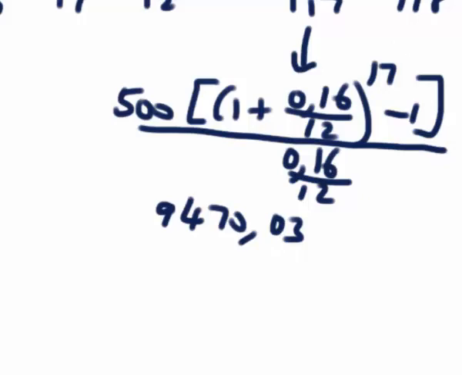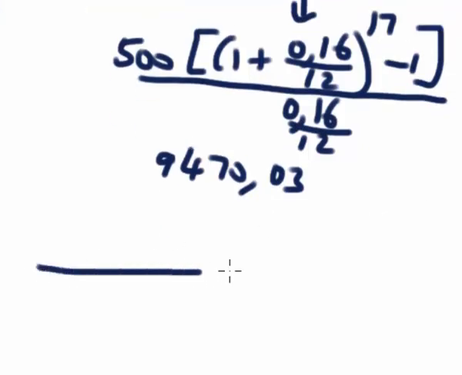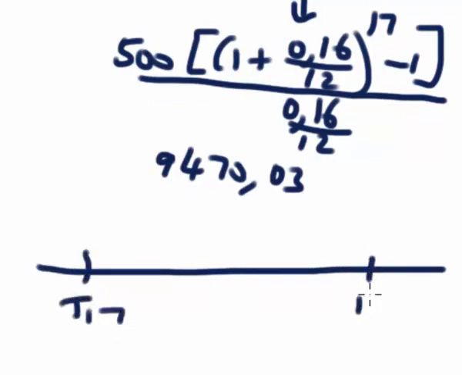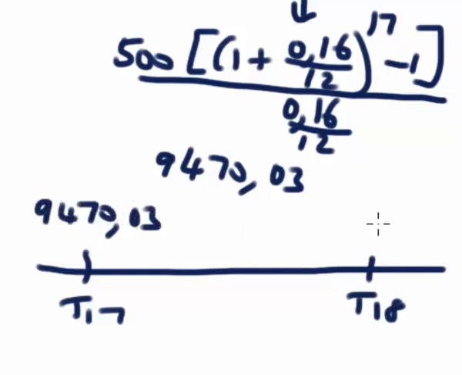And so what the decimal means is, if you look at it on a timeline, here is T17. T18, we're going to go way beyond. Here we've got 9470.03. You might even want to work this out here. But what the decimal tells us is that in order to make the 10,000, this little amount of 9470 will have to grow a little bit in the month to give me my 10,000. So it grows a little bit.